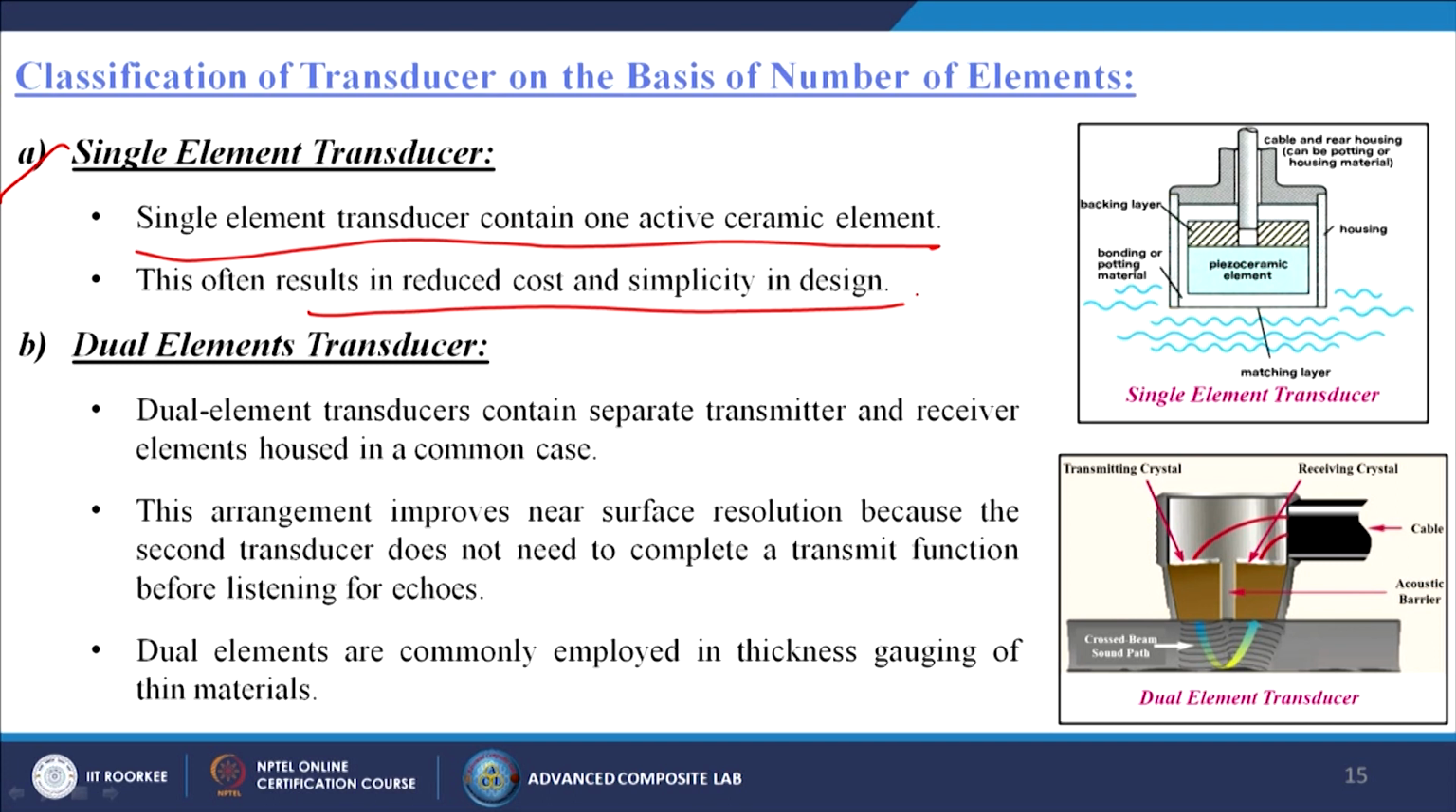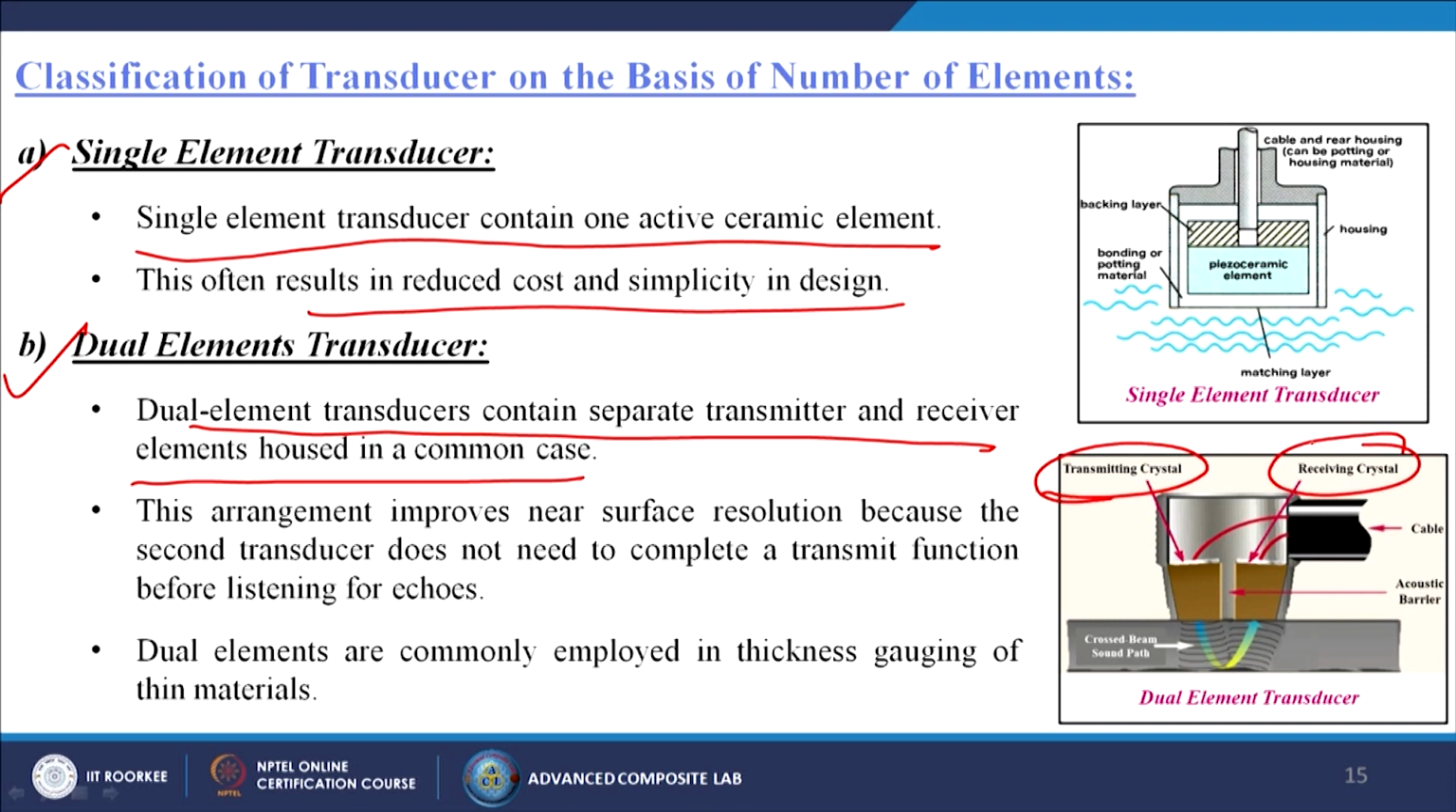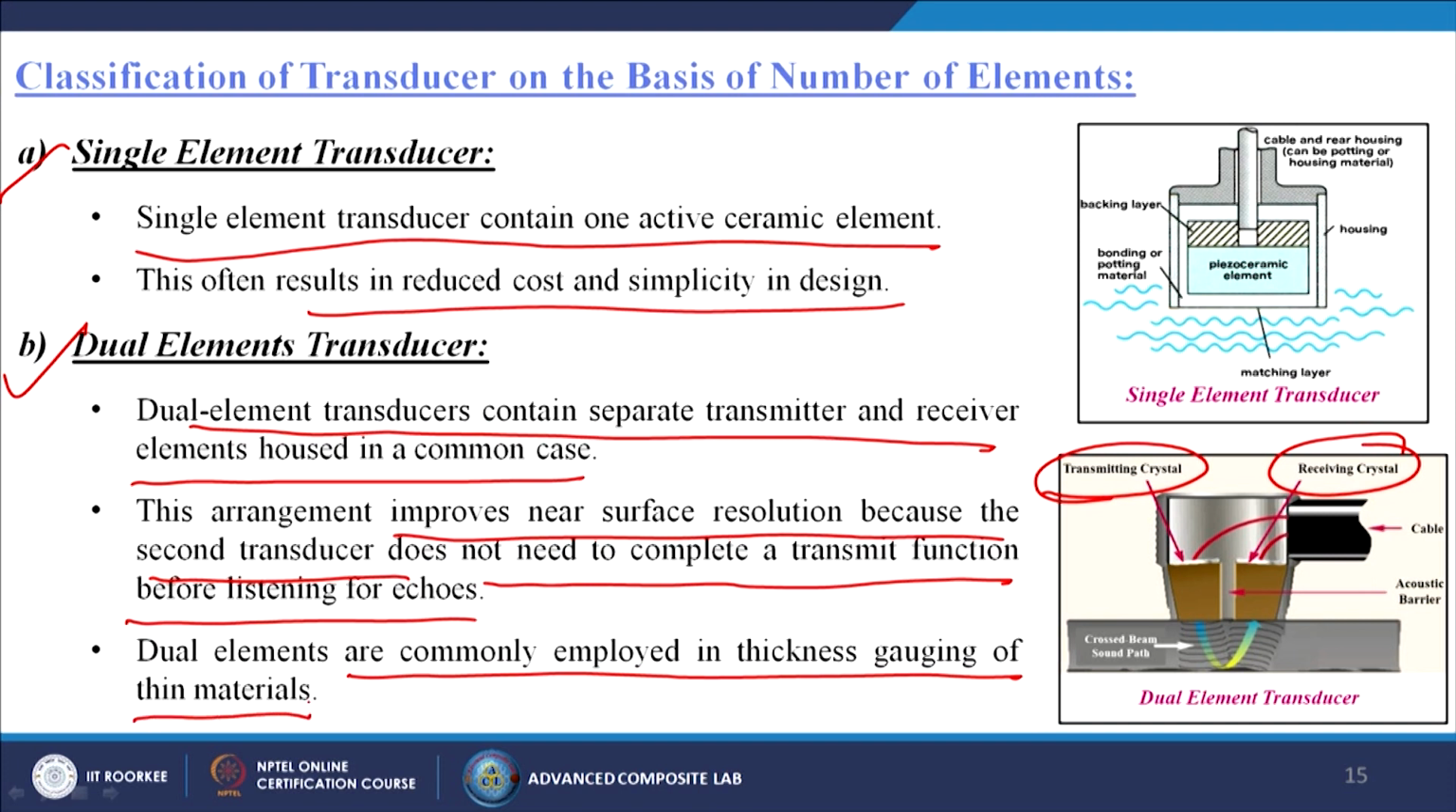Next one is called the dual element transducers. Dual element transducers contain separate transmitter and receiver elements housed in a common case. So, in this case we have two crystals. One will be the transmitting crystal, another one is called the receiving crystal. So, automatically in this particular case your chances of getting accurate results are high. This arrangement improves near surface resolution because the second transducer does not need to complete a transmit function before listening for echoes. Dual elements are commonly employed in thickness gauging of thin materials.